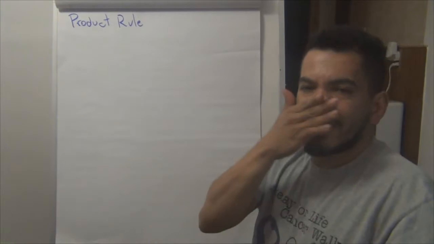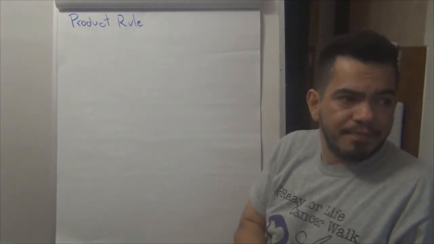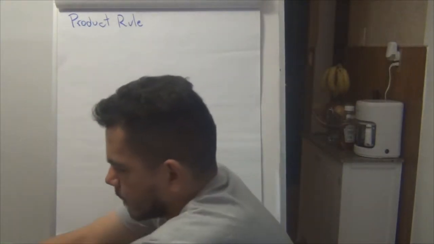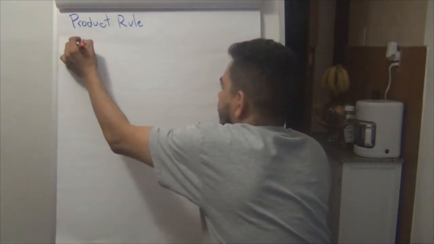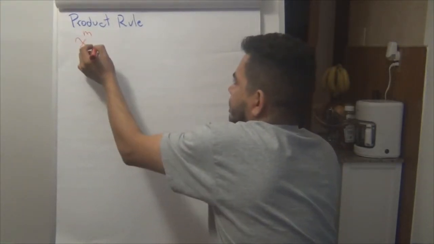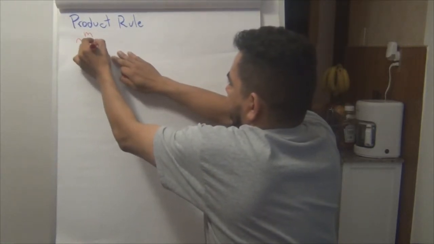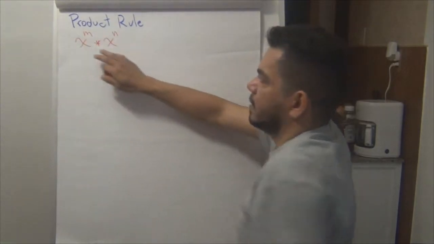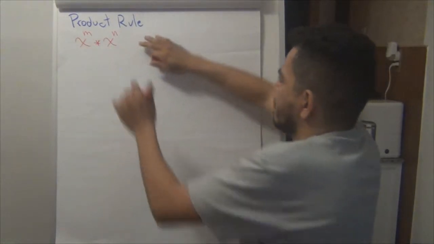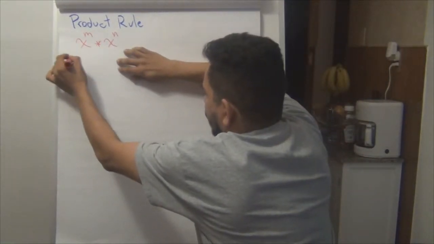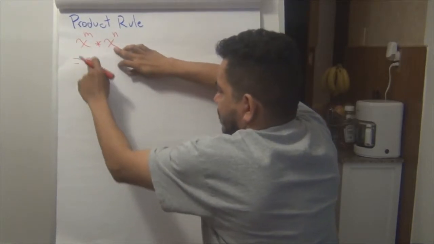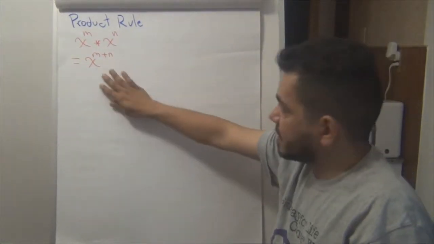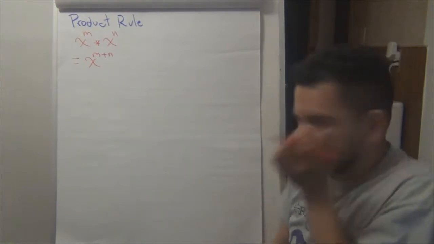Alright, so where were we? Oh yeah, product rule. It says that if you have a number raised to a certain power multiplied by another number to another power, then the result will be that base, you copy the base, raised to the sum of the exponents. That's what it is. Now let me give you an example.